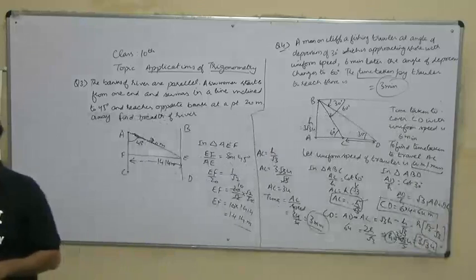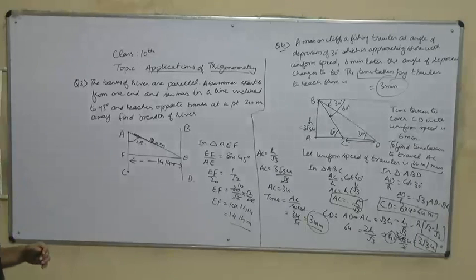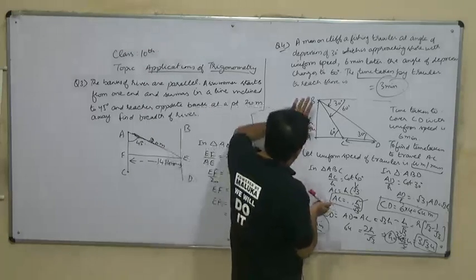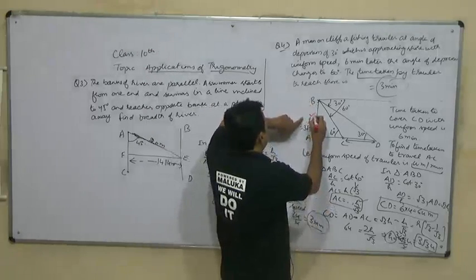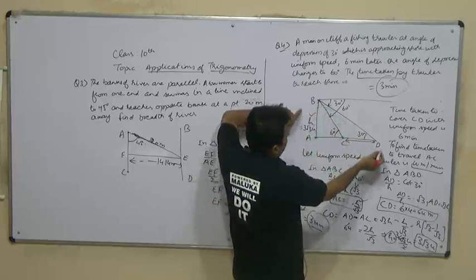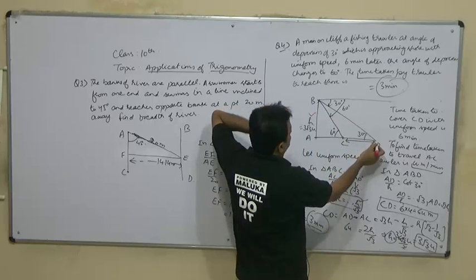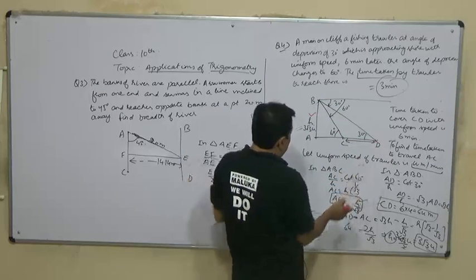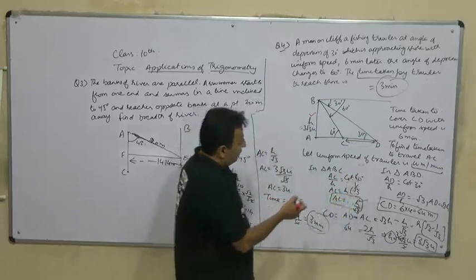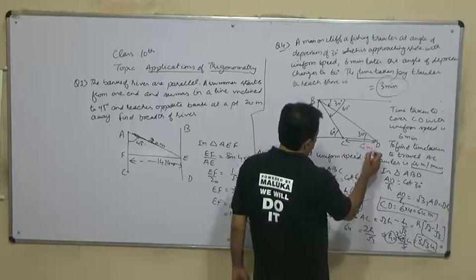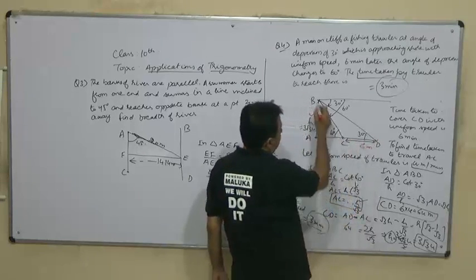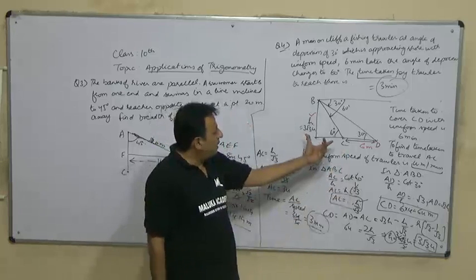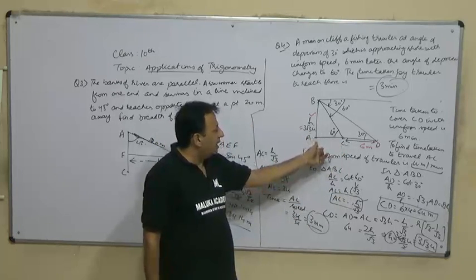So just pay attention here to what we did. Just look at this. There is a cliff AB of height h, which we have assumed, and a traveler is approaching towards the shore. He observes at an angle of depression of 30 degrees. But after 6 minutes, it reaches C where the angle of depression is 60 degrees. So what we want to find is in how much time it will reach A.